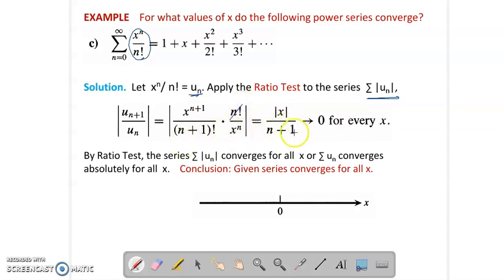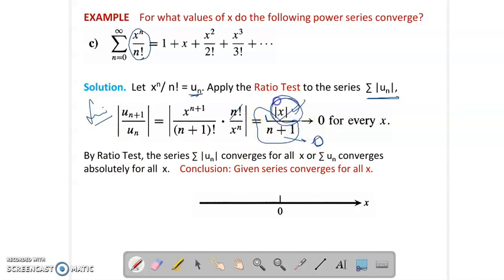You have 1 by n plus 1, take it outside of modulus because it doesn't make any sense, and you have this one cancels out and you have mod of x. Now when you take the limit of this ratio as n tends to infinity, this number 1 upon n plus 1 is gonna go to 0, right?